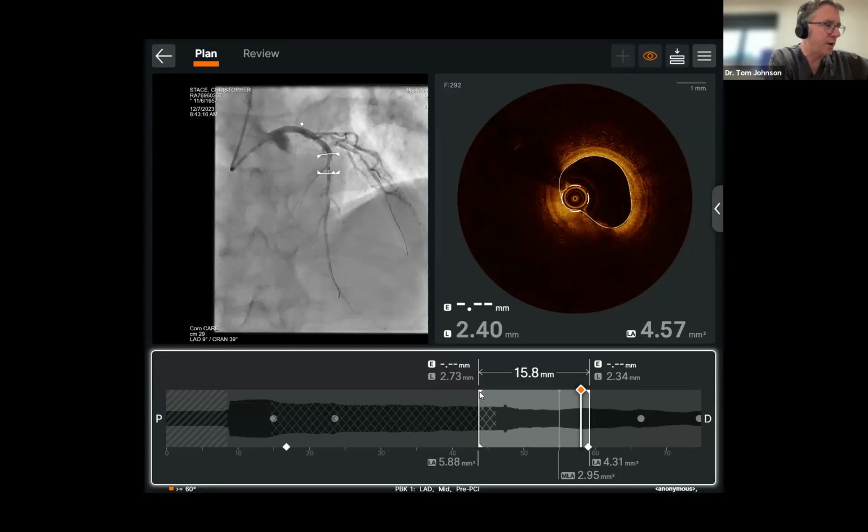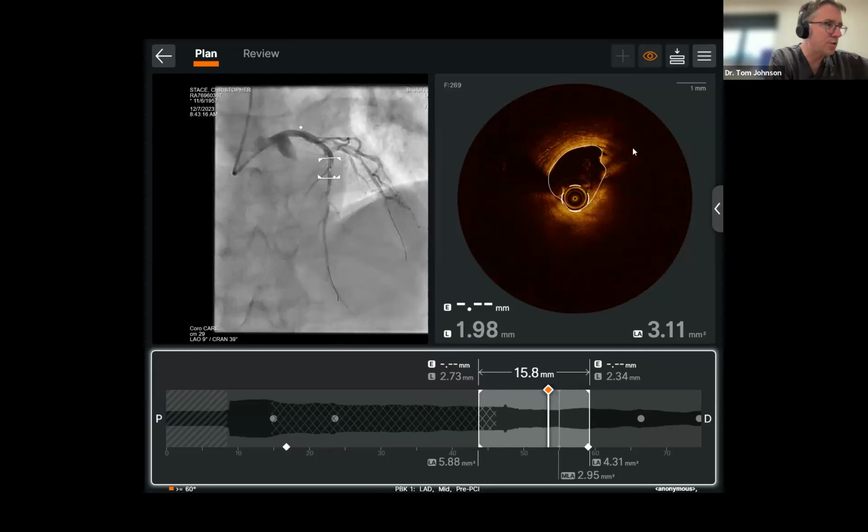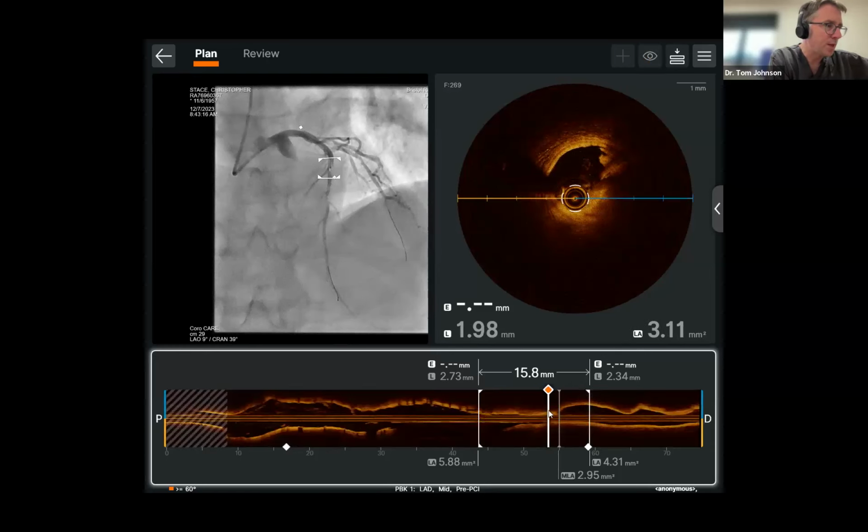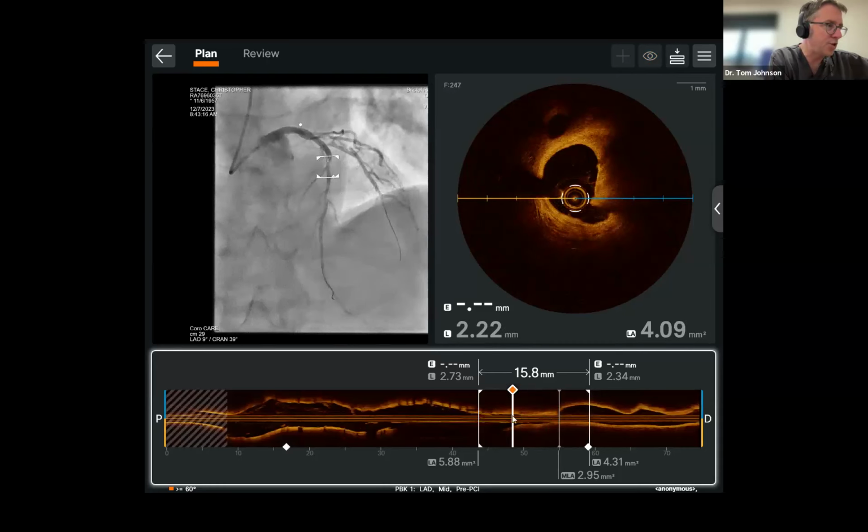We've identified a region here, which is on the distal edge of the stent, which is then apparent on the angiogram. And so the first thing that we were interested in was, and I'll just remove the contours, has there been any distal edge injury?